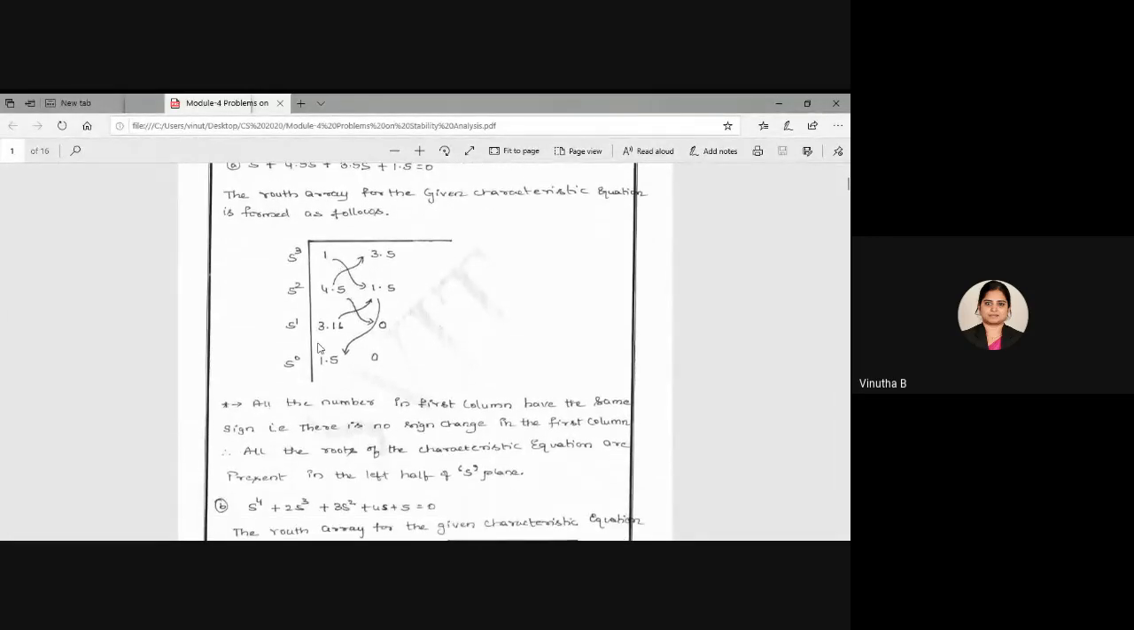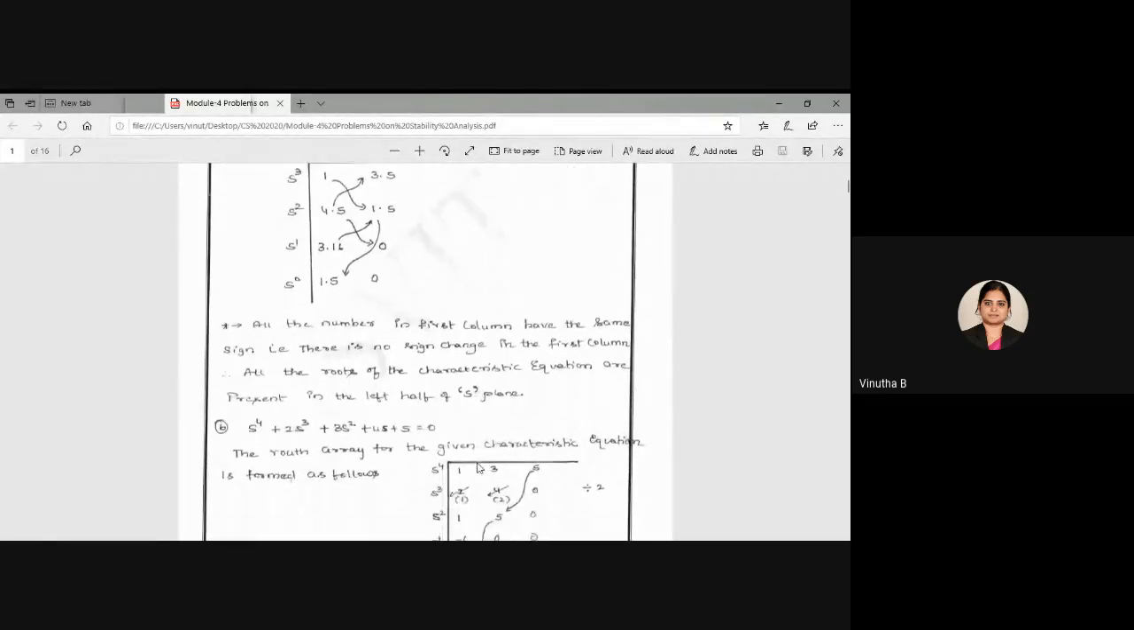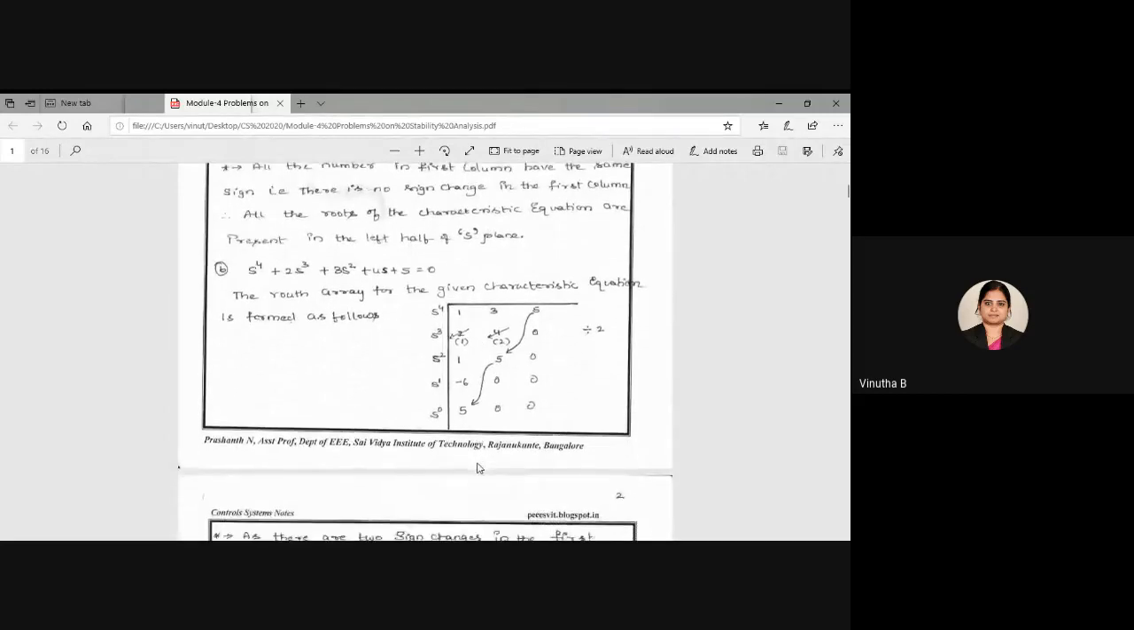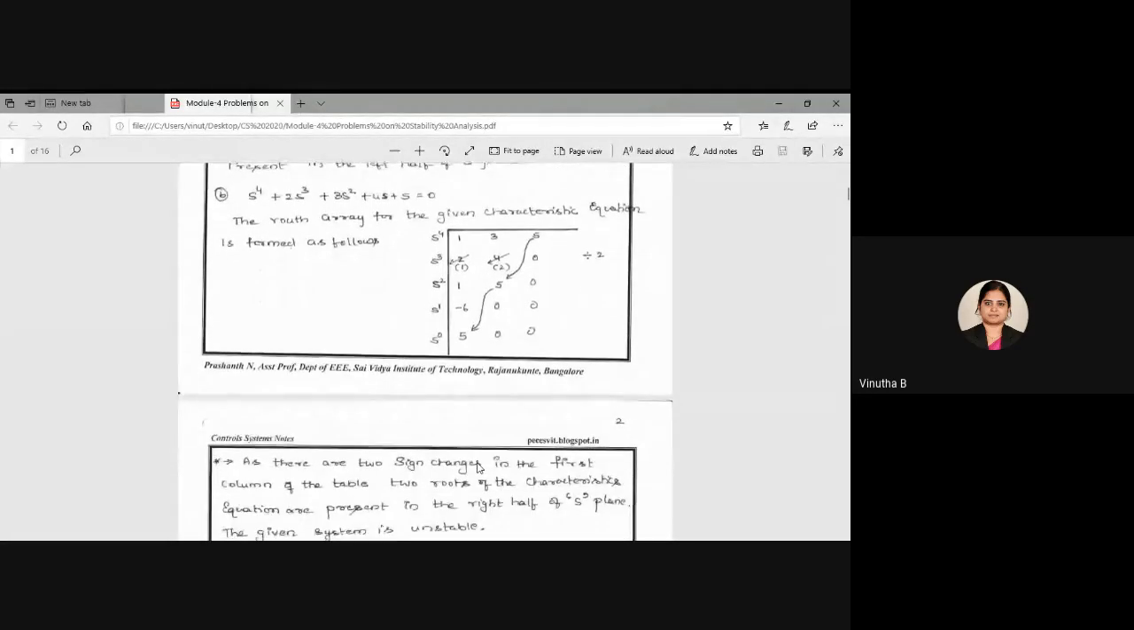Here we are going to observe the sign changes. They're all positive and all greater than zero. So all the roots of the characteristic equation are present in the left half of the S plane. So that was one of the problems. Similarly, we have one more example problem.